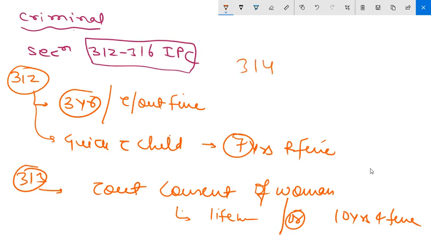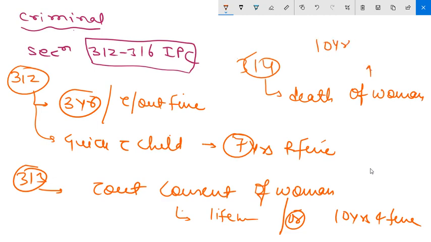Now coming to 314. So a pregnant woman dies from the act. Okay, this is if death of the pregnant woman occurs. So 314 basically deals with the death of the woman. Okay, then there will be imprisonment for 10 years and fine, or there may be life imprisonment. Clear? So these are the 3 laws.